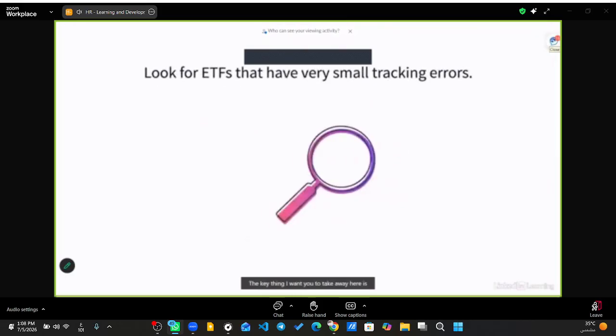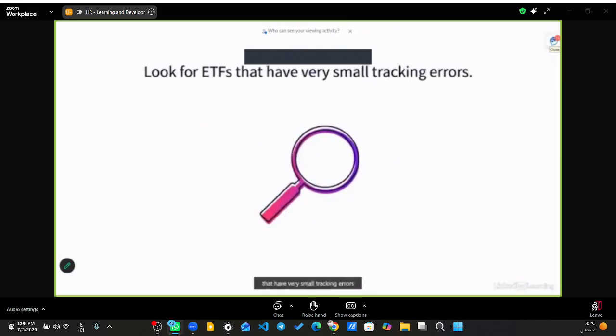The key thing I want you to take away here is that you should look at ETFs that have very small tracking errors so that you can get an investment product that performs as it's supposed to and expected to. If you look at this and the expense ratio, you'll be able to considerably narrow the field of investments that might be a good fit for you from the ETF universe.